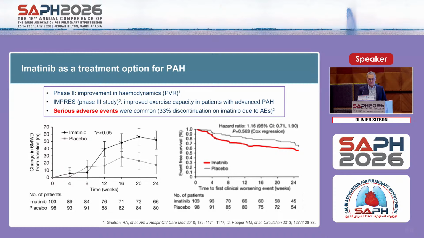In the phase 3 study of IMPRESS, we observed a nice improvement in the 6-minute walk distance as compared to placebo. However, due to serious adverse events that were very, very common, 33%, one third of the patients discontinued imatinib due to these adverse events, particularly edema. We have also some cases of subdural hematoma. So at the end of the day, at the end of the study, imatinib was finally not considered as a potential option to treat pulmonary arterial hypertension due to side effects.